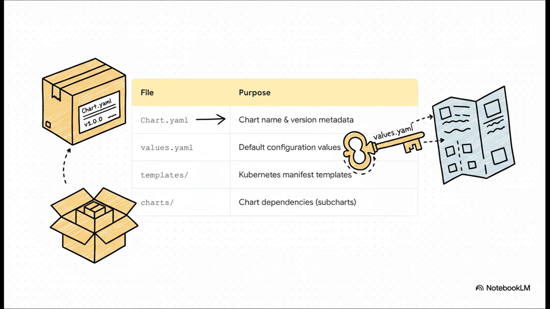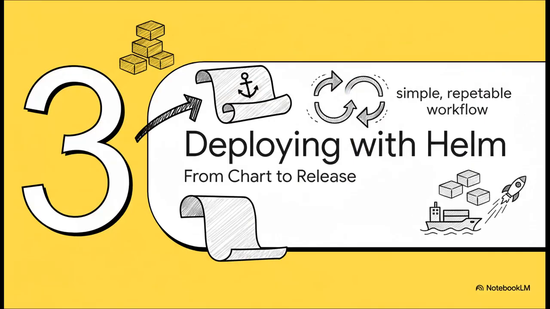The templates directory is where the actual Kubernetes manifests live, but they're filled with placeholders that get their values from that values YAML file. And finally, the charts directory is for bundling other charts that your application depends on. Okay, that's enough theory for now. Let's get practical and see how you actually use Helm to get an application up and running in your cluster.